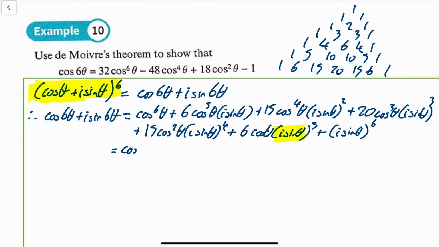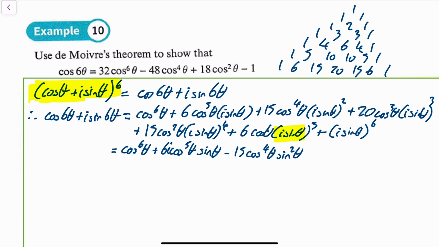There's no i's or sines involved, so it's cos to the power of 6. The next one is 6 cos to the power of 5 theta times i. So I'm just going to squeeze the i in there in front, times my sine theta. And then the next one, you would have i squared, which is just going to be minus 1, so it's minus 15, and it's going to be cos to the power of 4 theta times sine squared theta.